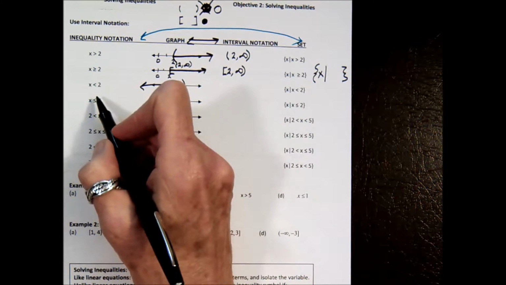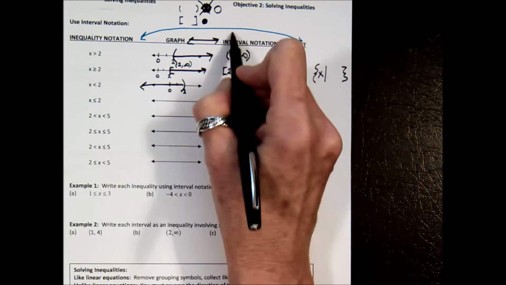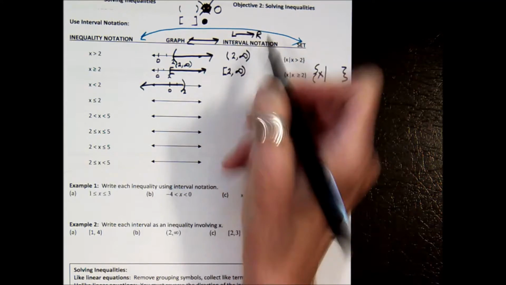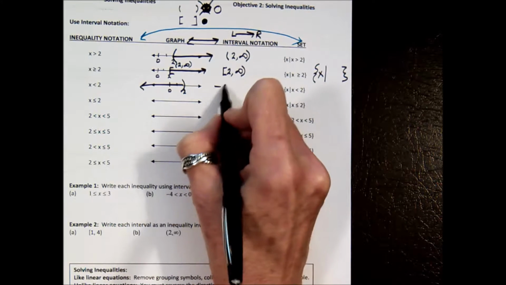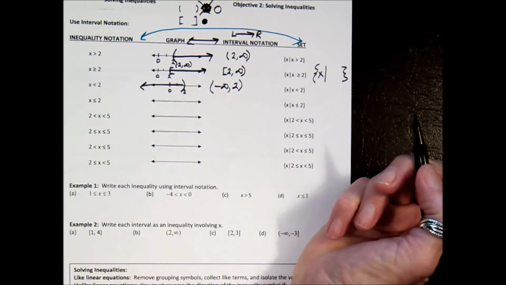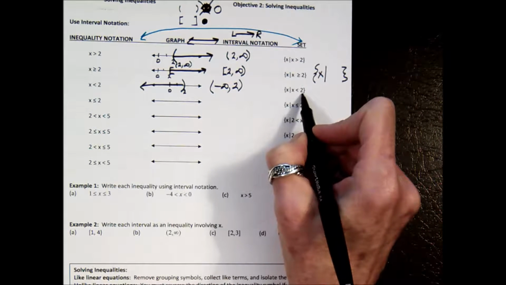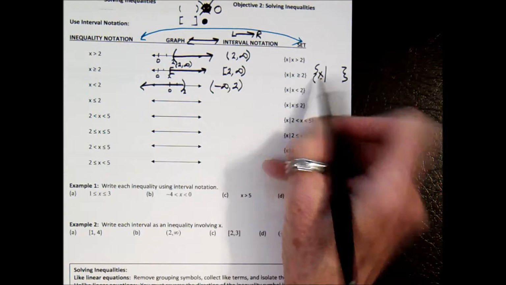Now this one is a little bit harder because look, we always want to show our interval notation going left to right. So on the left hand side, where does this end? It ends at negative infinity. It goes to 2. Neither end is included. And then my set notation is just like this with this in front of it.